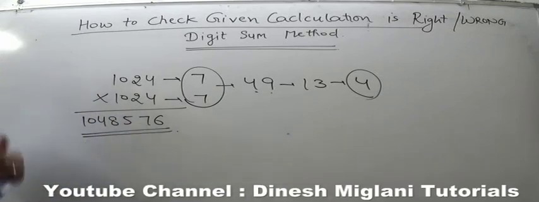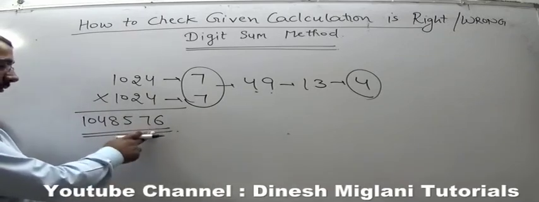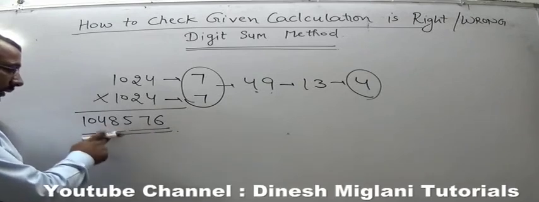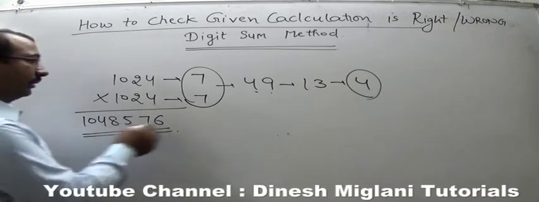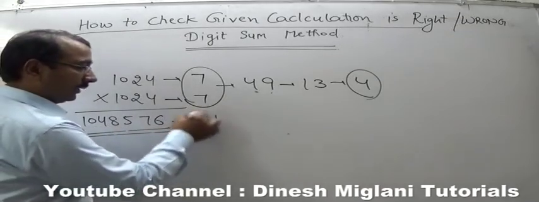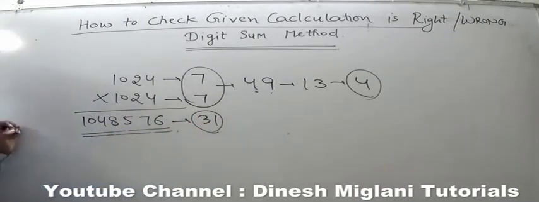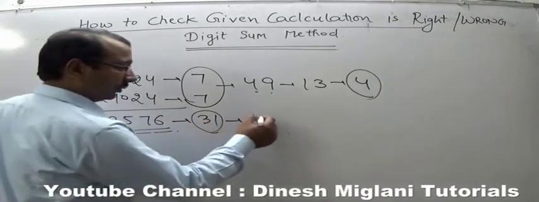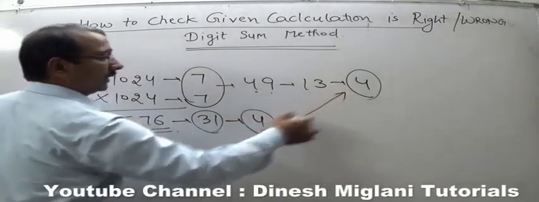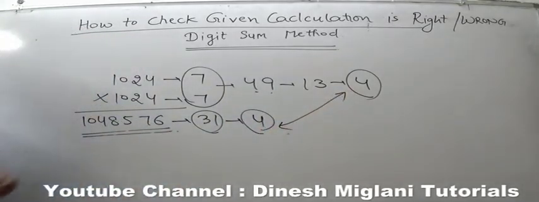Okay. Now take the next thing here. Just take the digit sum here. 6 7 13, 5 18, 8 26, 4 30, and 1 31. For the multiplication result I have taken the digit sum to be 31. 3 and 1 is 4. Both are the same. Hence we can say the given multiplication that I have mentioned here is right.